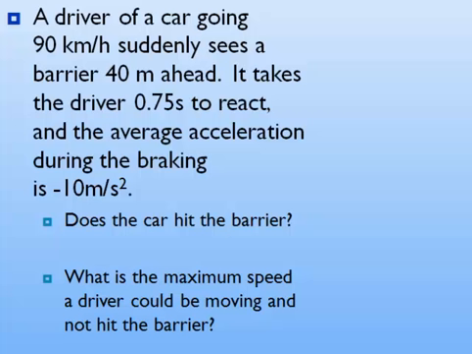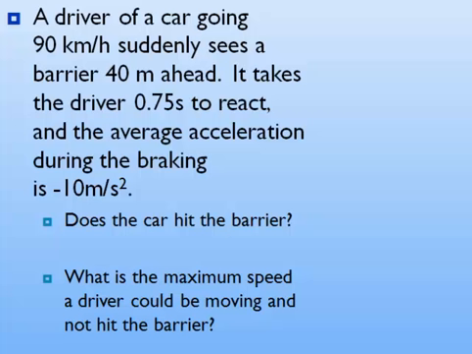The questions are, does the car hit the barrier? And the follow-up question is, what's the fastest that this driver could be going and still stop in time? In this particular problem, there's really two different types of motion. The first type of motion is just constant motion at a constant speed for the 0.75 seconds it took for the driver to react. Then the second part is the motion when the car was slowing down.